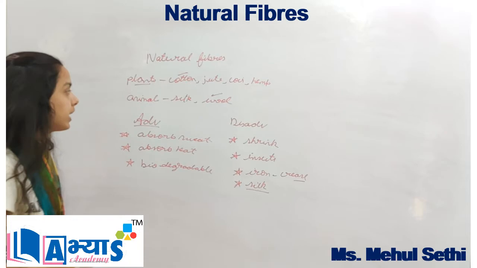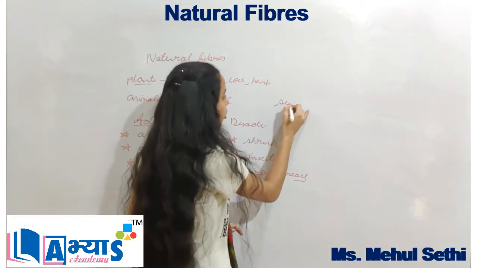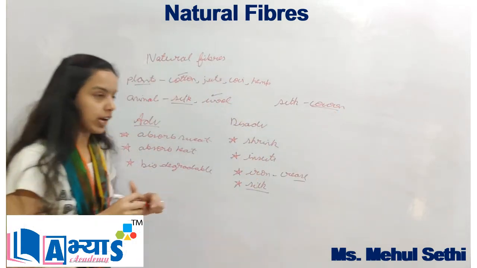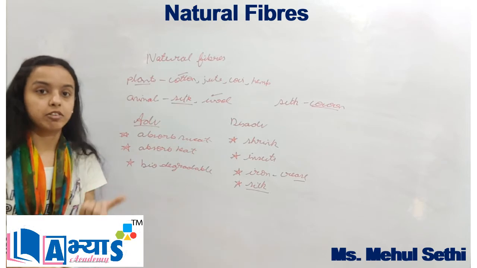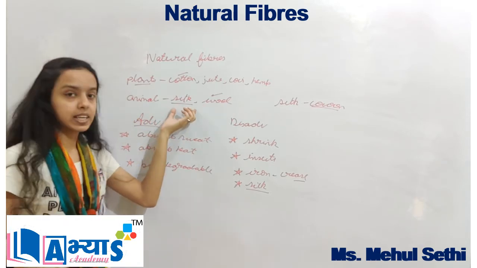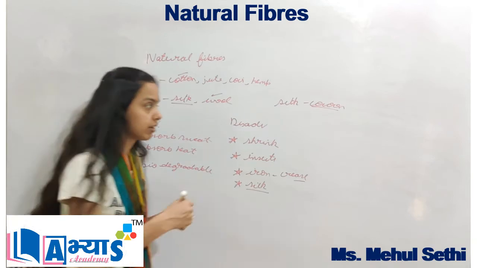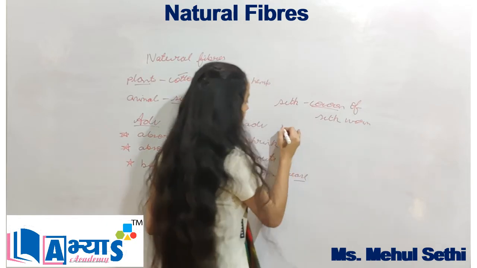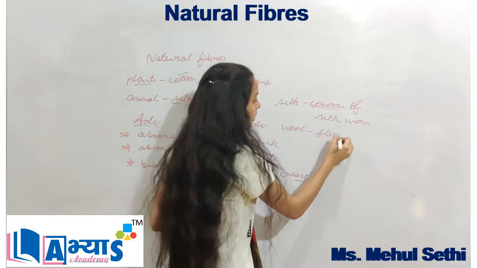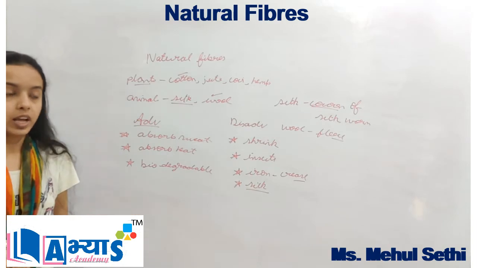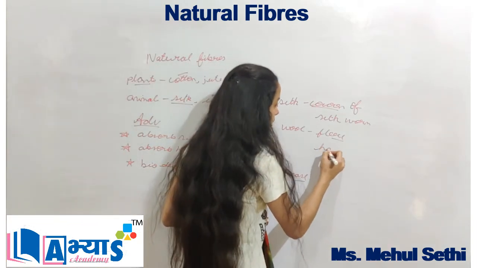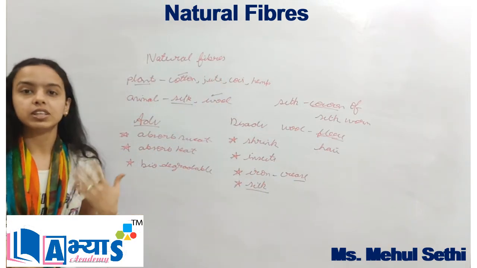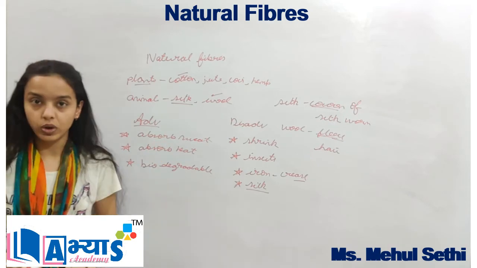Now if we take the case of silk, silk is obtained from the cocoon of silkworm. So actually the main part of the animal from which we get these fibers, for silk it is the cocoon of silkworms. In the case of wool, wool is obtained from the fleece of sheep and goat and also the hair of rabbit. So we can get wool from these animals.